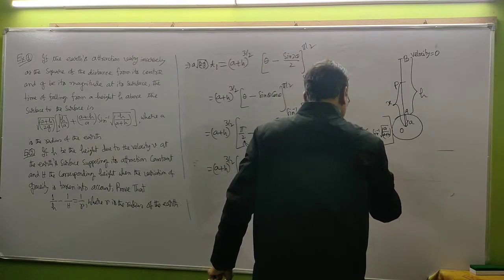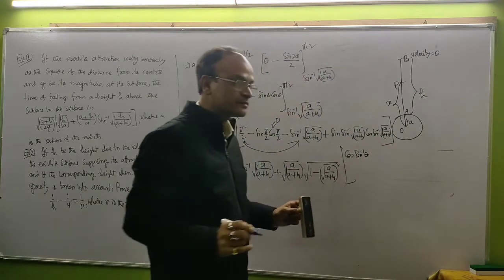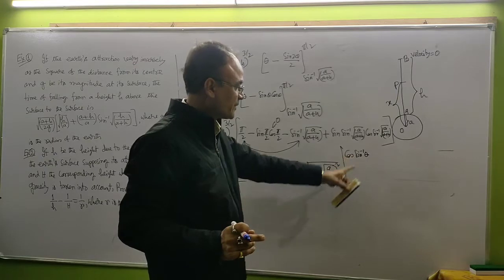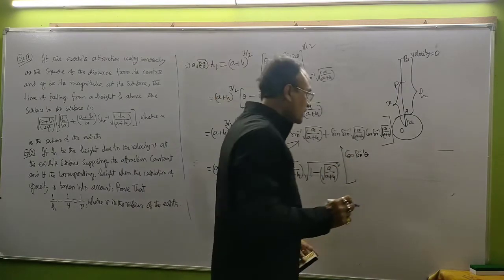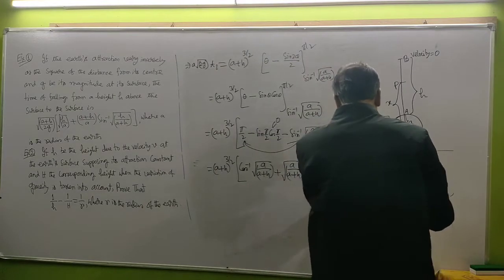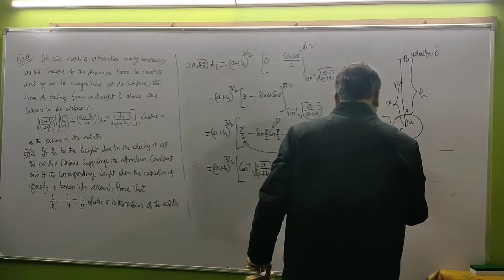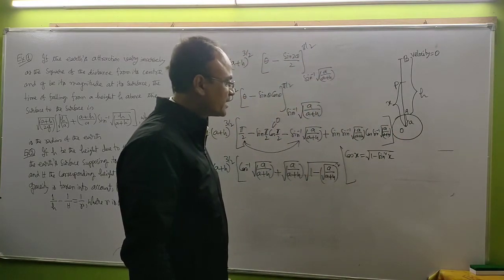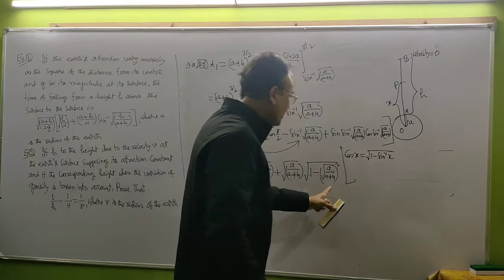Cos of sin inverse theta, suppose. Cos of x equal to root over 1 minus sin square x. Cos of sin inverse theta will be equal to this.